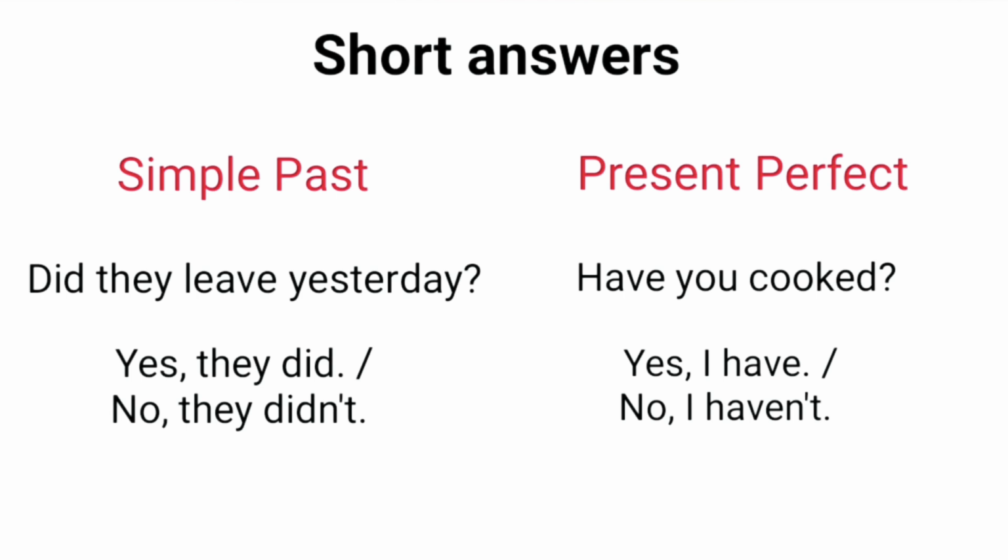Short answers in these tenses are like this. In simple past tense, if the question is did they leave yesterday, short answer can be yes they did or no they didn't. Here didn't is a contraction which is formed of two words did and not. In present perfect tense, if the question is have you cooked, answer can be yes I have or no I haven't. Haven't again is a contraction which is a short form of two words have and not. Here you can see contractions are only used in negative short answers.